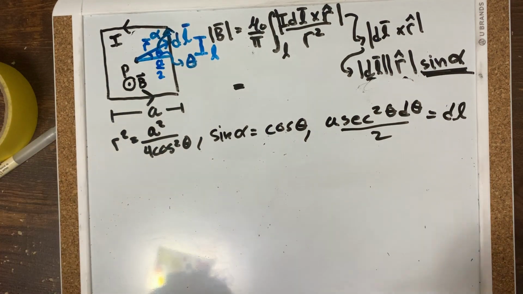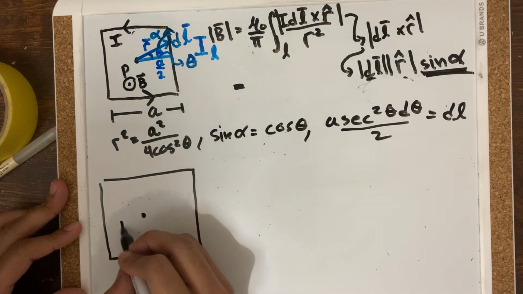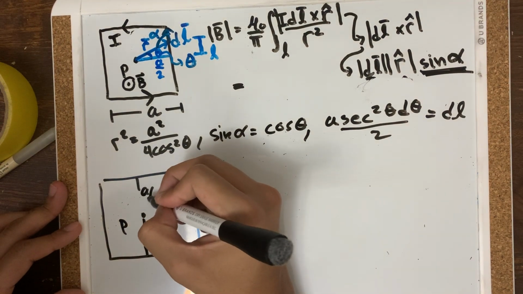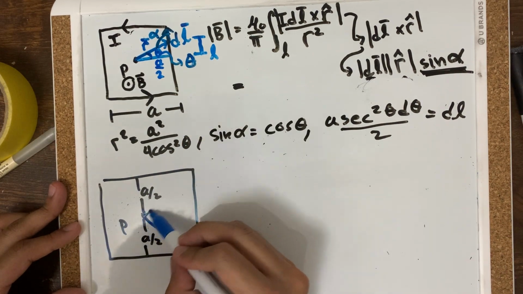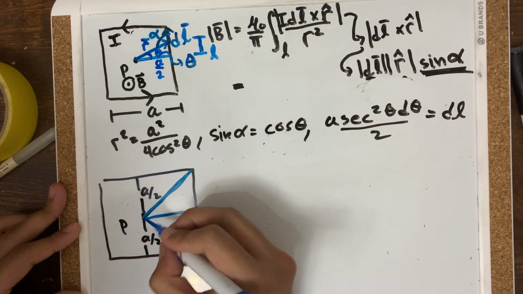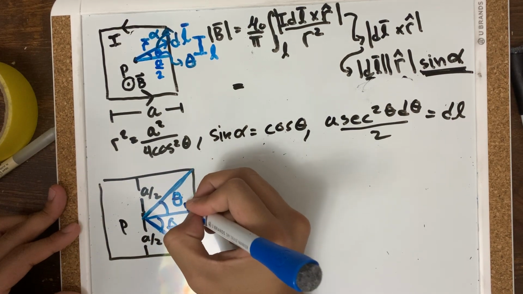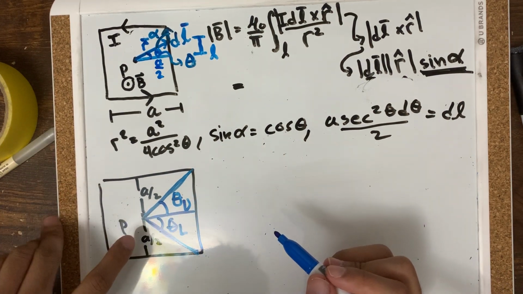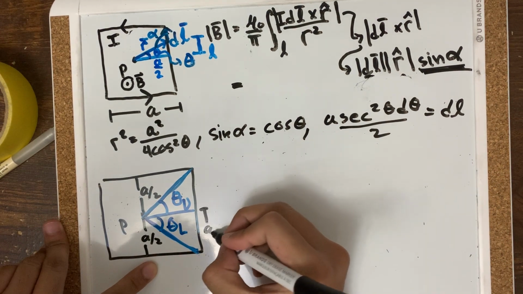Okay, so we need to find our upper and lower bounds. So we have our square here. We have our point P, which is exactly in the middle. So this is a over 2. This is also a over 2. So our maximum and our minimum is represented by these two triangles. So this is theta L, theta sub L for the lower bound, theta sub U for the upper bound. This is pretty simple geometry. We can do this using tangents. This is also a over 2.